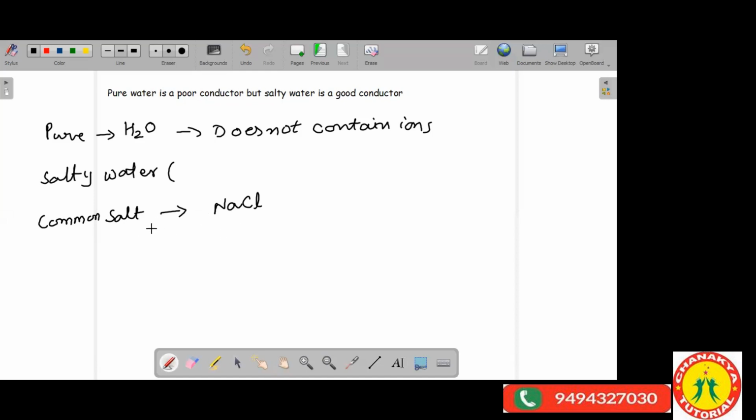Now, when sodium chloride or common salt is dissolved in water, it forms ions. So salty water will contain Na plus ions, Cl minus ions, H plus ions, and hydroxide ions. A number of ions are available in the salt solution, therefore salty water will be a good conductor of electricity. Even impure water, like acidic water, will also be a good conductor of electricity. Okay, so now I think you can define which water will be a conductor and which water will be a poor conductor.